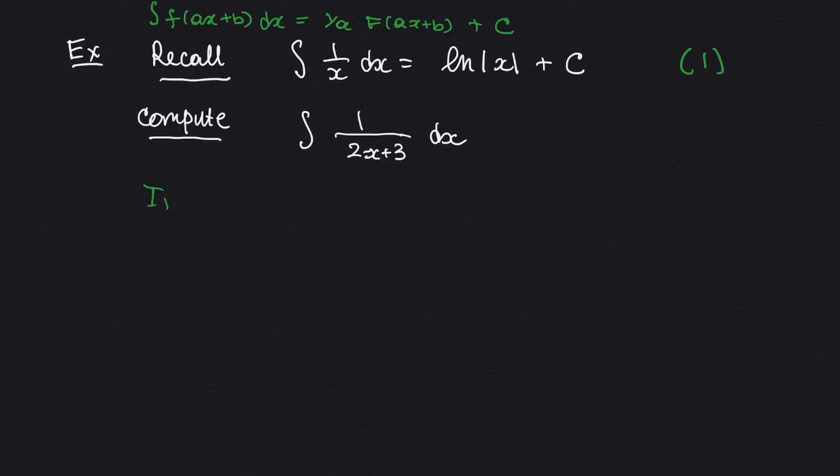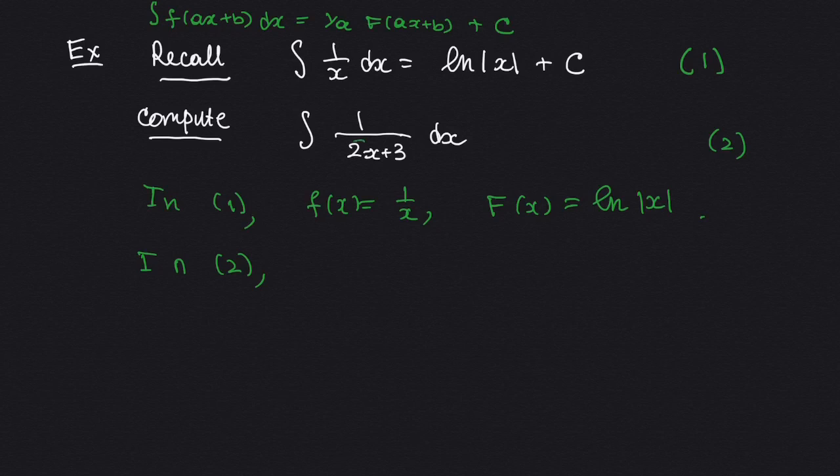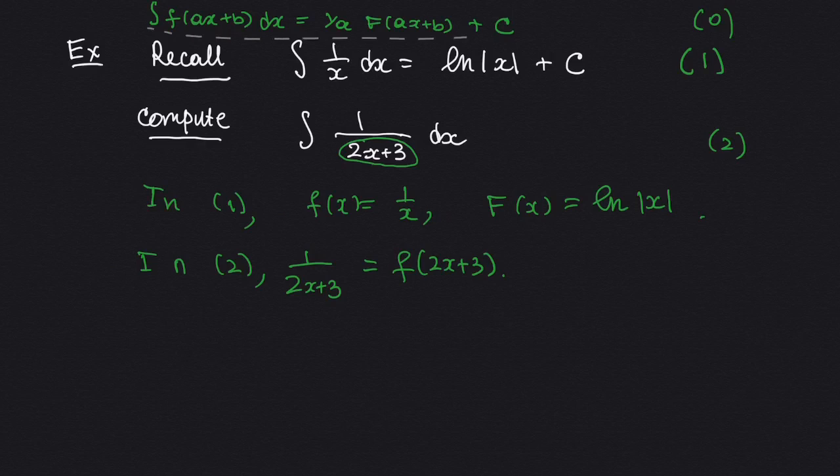So in this formula 1, the little f of x is 1 over x, and its antiderivative is the natural logarithm of the absolute value of x. And then in formula 2, we are looking at this expression here, 2x plus 3, right? So 1 over 2x plus 3 can be written as f of 2x plus 3, which looks exactly like what we have in this formula 0 on the top. Right, so we are just trying to see how this formula 1 can be applied in this situation when we want to compute integral 2. So we figured out that in this integral, little f of x is 1 over x, capital F of x is ln x, right? So ln x is an antiderivative of 1 over x.